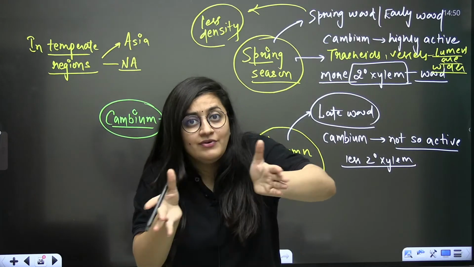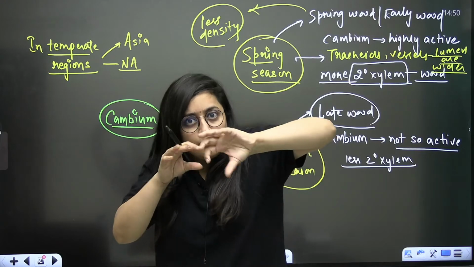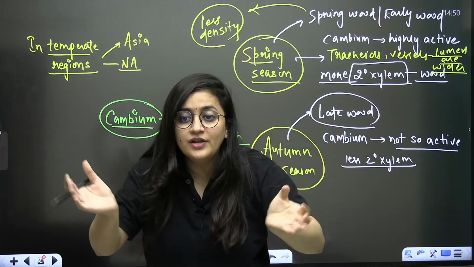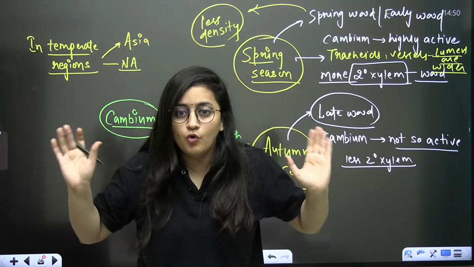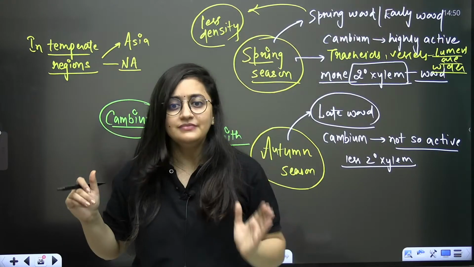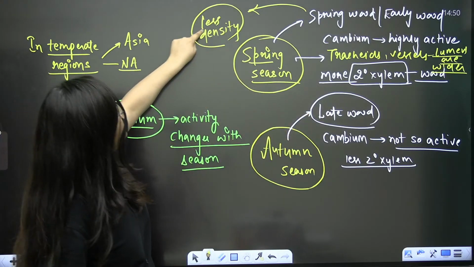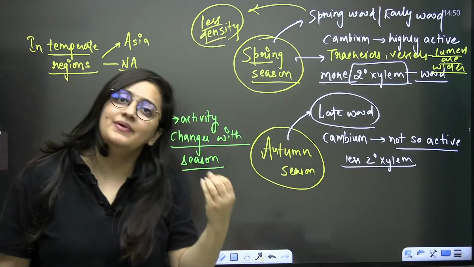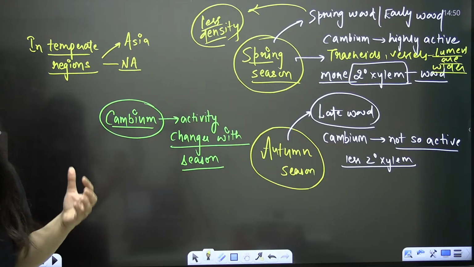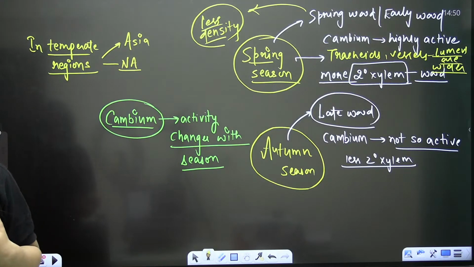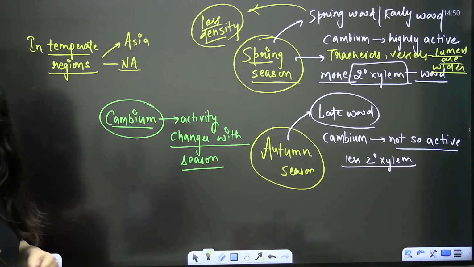So whenever it is adding the xylem elements there, they are going to have wider lumens so that more water can come in and more water can go up from that part. Because the lumens are wider here, the density of that wood will be less. Clear? Yes or no? So that is the spring wood.